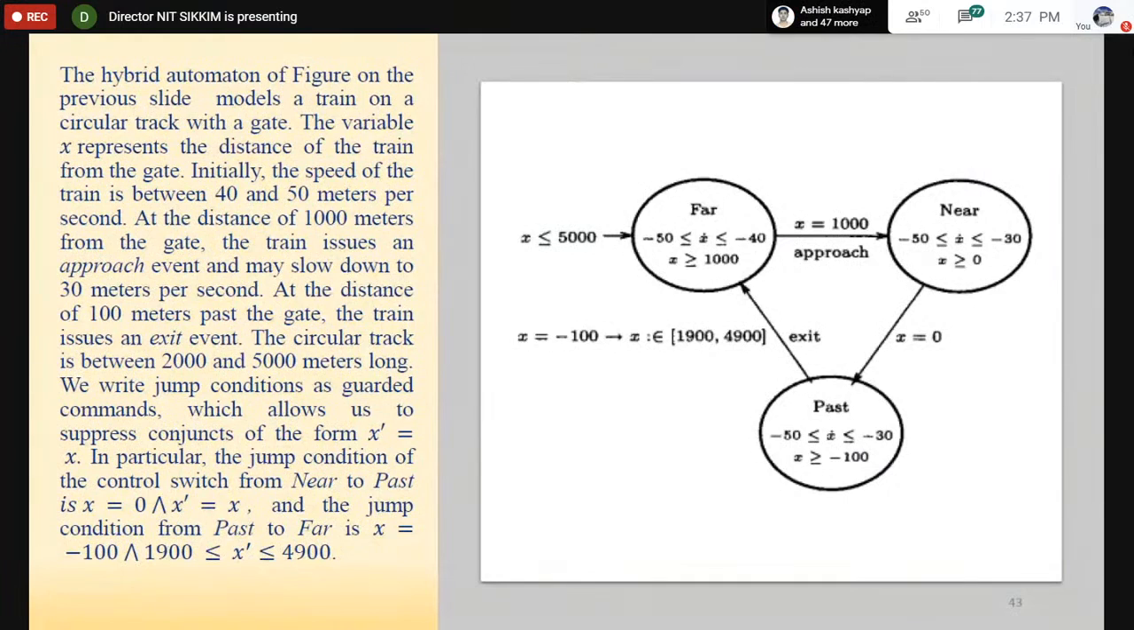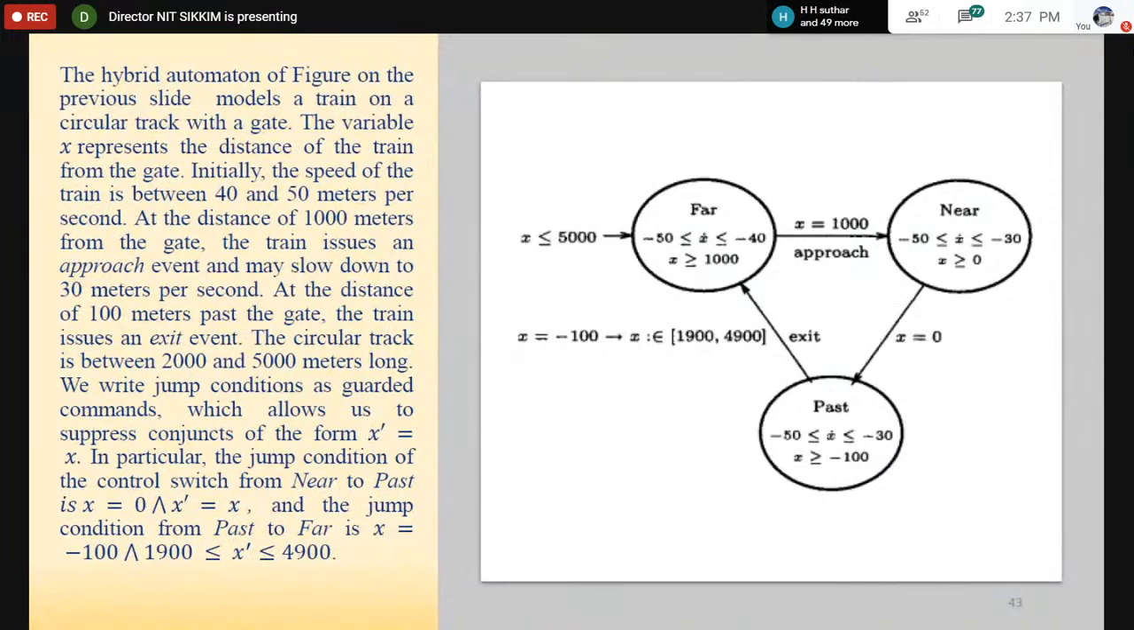Initially, the speed of the train is 40 to 50 meters per second, and the distance is 1000 meters from the gate. The train issues an approach event and may slow down to 30 meters per second. At the distance of 100 meters past the gate, the train issues an exit event. The circular track is 2500 meters long. We write the jump condition as guarded commands, which allows us to suppress conjunction of the terms.